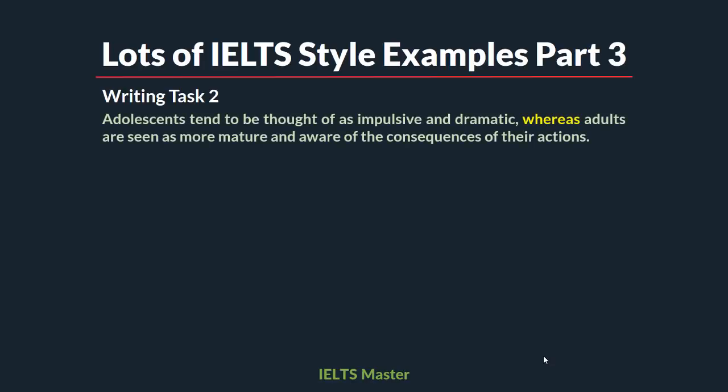The first one is, adolescents tend to be thought of as impulsive and dramatic, whereas adults are seen as more mature and aware of the consequences of their actions. And remember, you can use while instead of whereas if you'd like here.